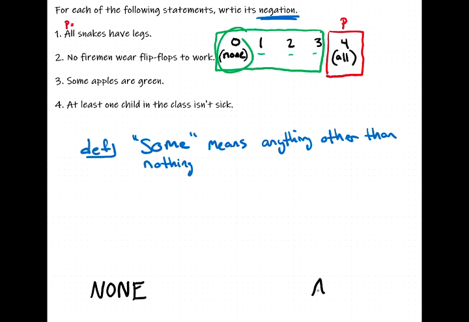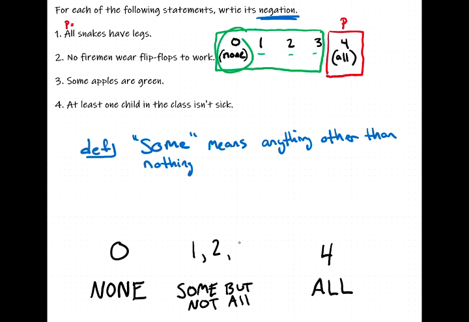There's all of them. And then between this, there's some, but not all. So in the example up here of the 4 snakes, the none would be the 0, the all would be the 4, and the some but not all would be the 1 or the 2 or the 3. So between a statement and a negation, you have to account for all three of these.